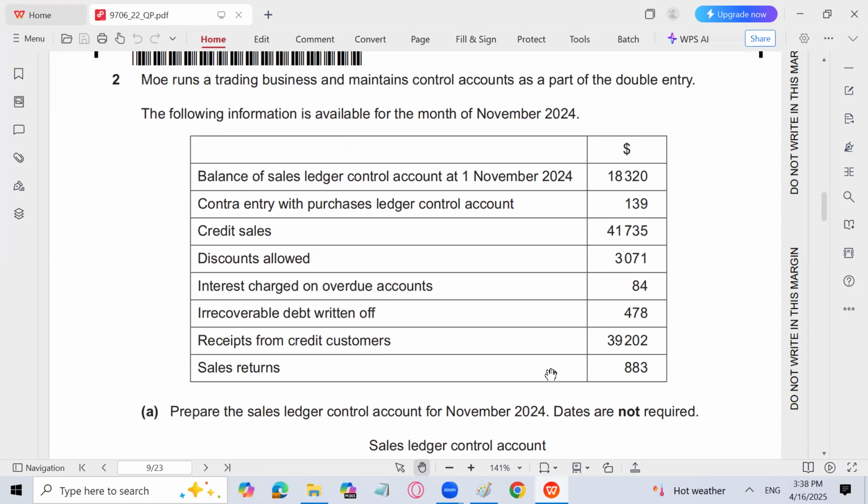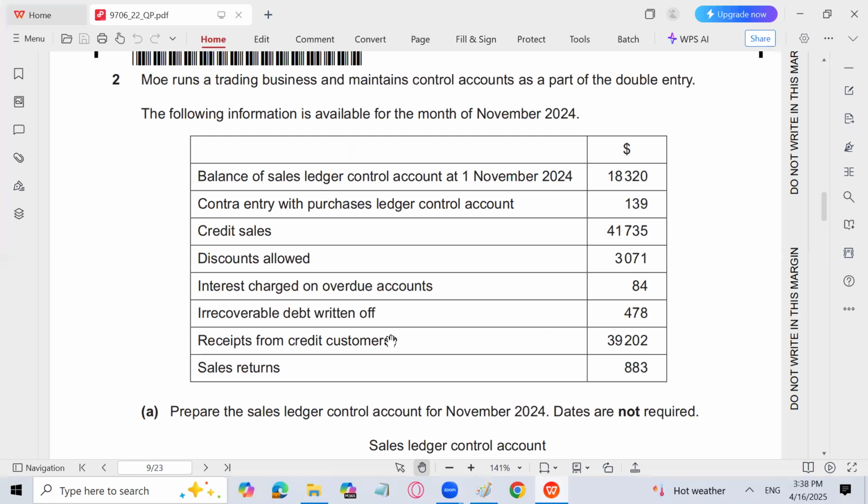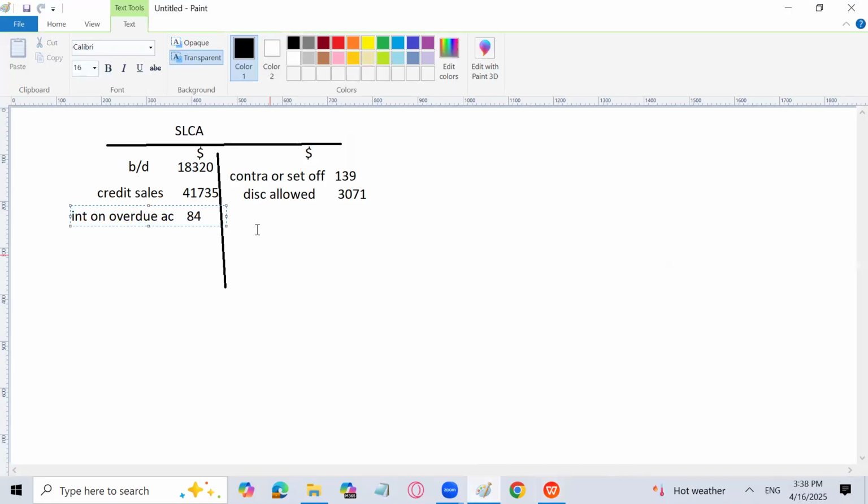Interest charged on overdue account means 84, that our trade receivable has been overdue and we have charged interest, so he has to pay more along with the due amount, that is 84. So trade receivable debit, interest credit. It will come on the debit side with the name interest on overdue account. Next, irrecoverable debts written off, 478. So it will come on the credit side, because trade receivable will decrease because of that. 478.